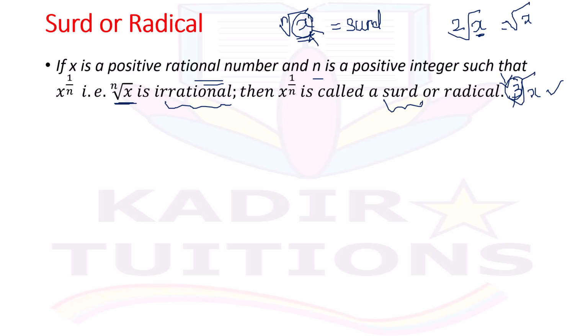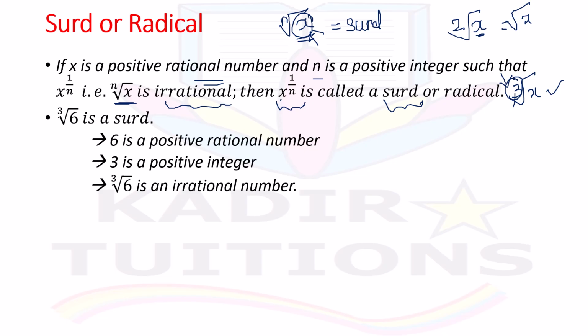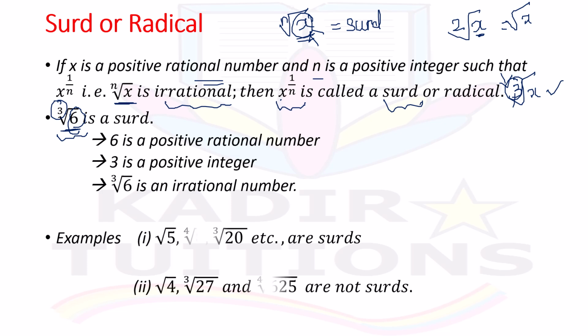Another form of representing the surd is x to the power 1 by n. I have given an example over here, which is the cubic root of 6. In this, 6 is a positive rational number, and 3 is a positive integer. That's the reason this is a surd, and also this is an irrational number. Some examples we have given over here: root 5. Is it possible to simplify this root 5 even further? No. That's the reason it is a surd.